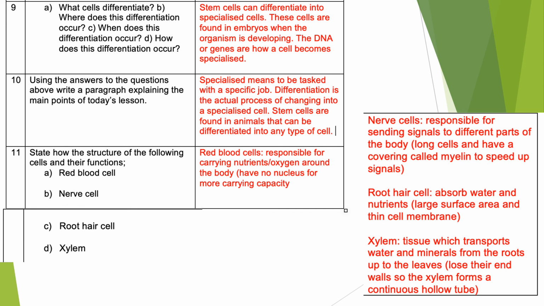And xylem is the tissue which transports water and minerals from the roots up to the leaves. And these you can find on the BBC Bitesize website. And basically they lose their end walls so that they can connect to the next xylem cell. So if you have cells all lined up in a row, right? For a xylem to actually transport water from one cell to the next, the cell walls could still be there, but it loses its efficiency because it has to travel through the wall. So what they do is they get rid of the walls in between each cell so that they have a clear path all the way through.